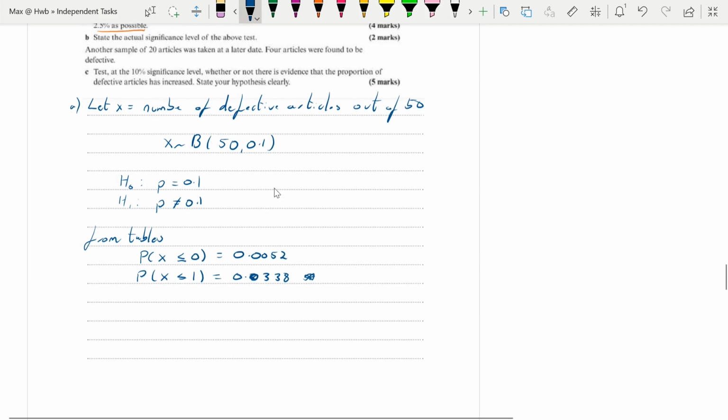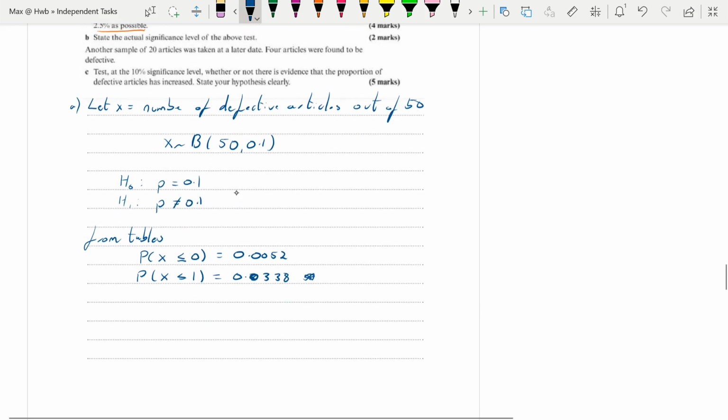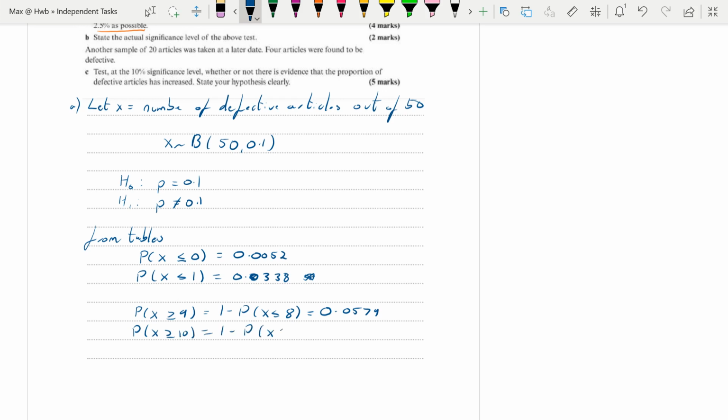Now, because my tables give me less than or equal to, I need to do some 1 minus in here. What we end up with, if I look at the probability of x being greater than or equal to 9, for example, that would be 1 minus the probability that x is less than or equal to 8, which comes out as 0.0579. And if I do the same for the one above it, so 10, I get 1 minus the probability that x is less than or equal to 9. That comes out as 0.0245. So this one is now the one that's closest.